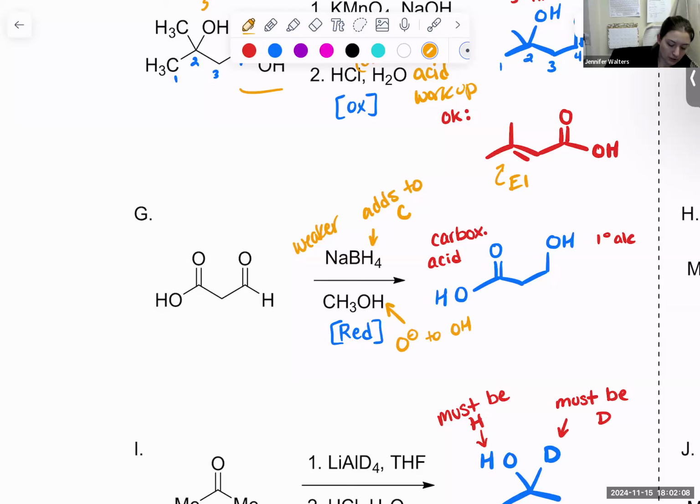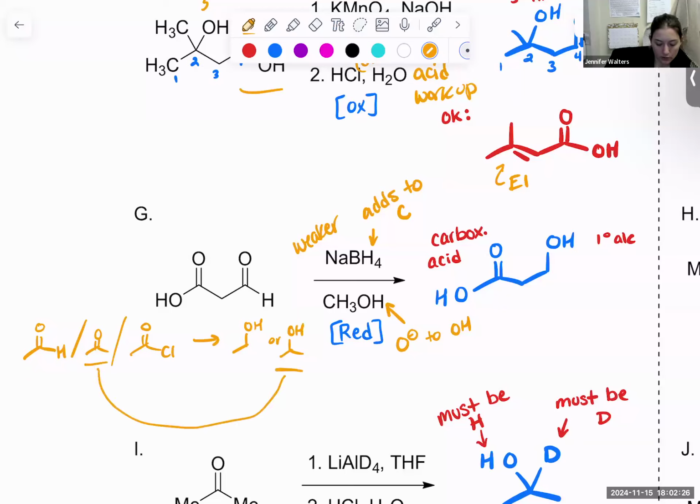So it turns our aldehyde, ketone, or acid chloride into our primary alcohol or secondary alcohol, depending on if you started with 2 carbons or not. So ketone went to secondary. So seeing that aldehyde became a primary alcohol, carboxylic acid cannot be reduced by our sodium borohydride, so it stays a carboxylic acid. If you wanted to reduce the carboxylic acid, you needed lithium aluminum hydride. Any questions about G?